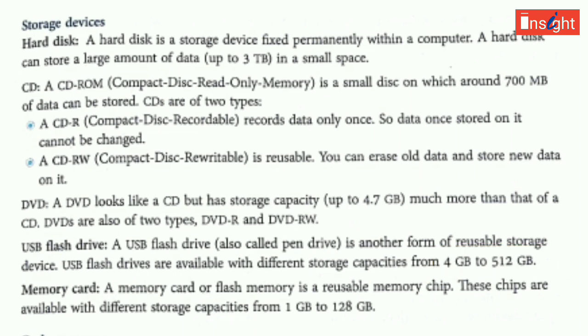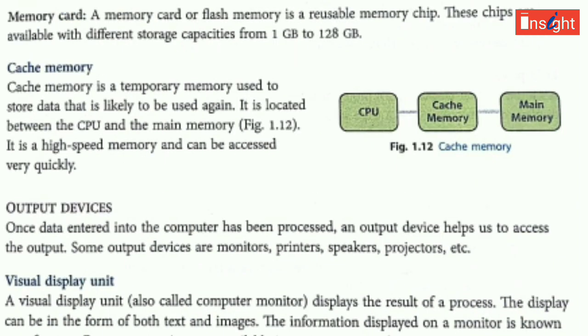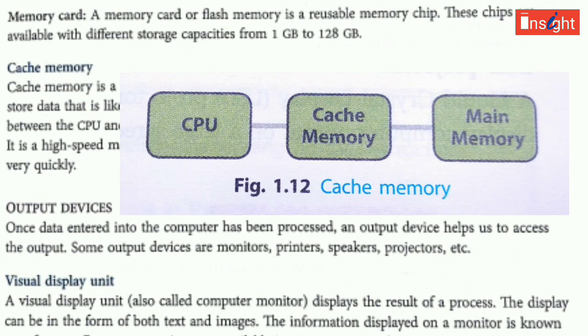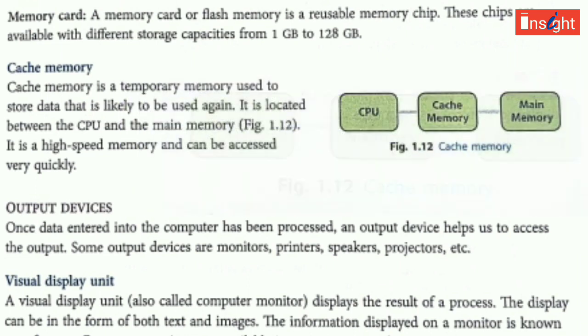Another popular type of storage device is the memory card, or flash memory. It is a reusable memory chip. These chips are available with different storage capacities from 1 GB to 128 GB. Now we'll discuss high-speed memory, and that is cache memory. It is a temporary memory used to store data that is likely to be used again. This memory is located between the CPU and the main memory. It is a high-speed memory and can be accessed very quickly.